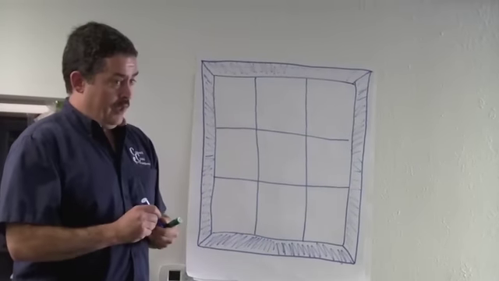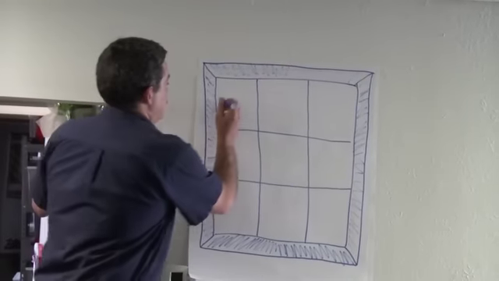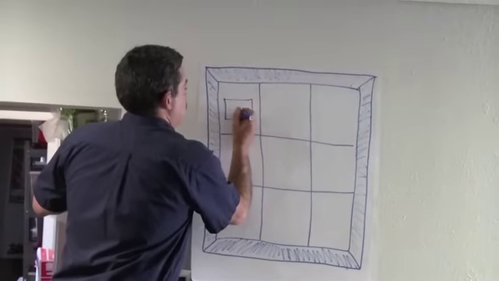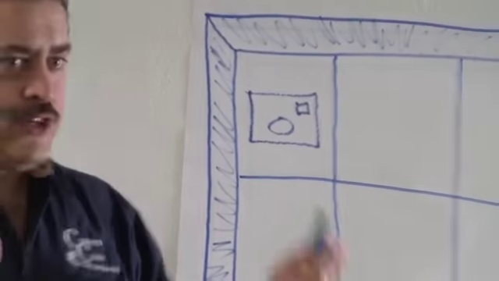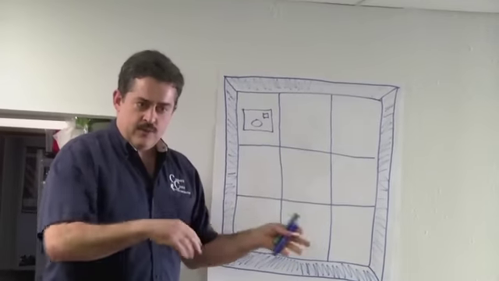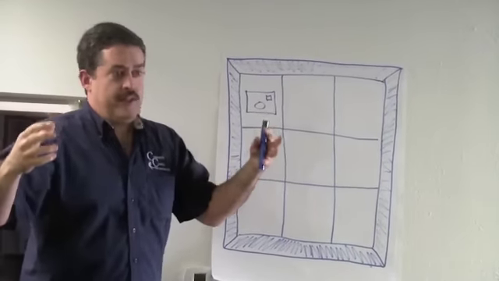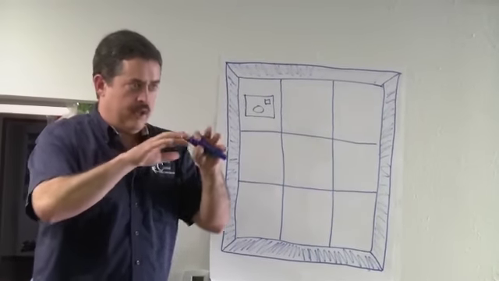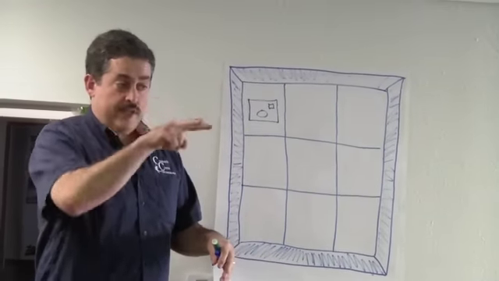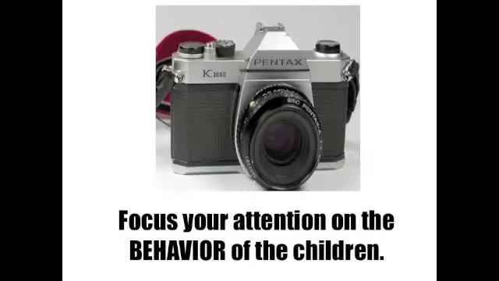Elements of what we mean by quality supervision. First one is supposed to be a camera. And that one means focus your attention on the behavior of the kids. There's a lot of things competing for your attention in the environment, the game you might be playing, parents walking in, but focus your attention on their behavior, what you're seeing them do, what you're hearing them say.